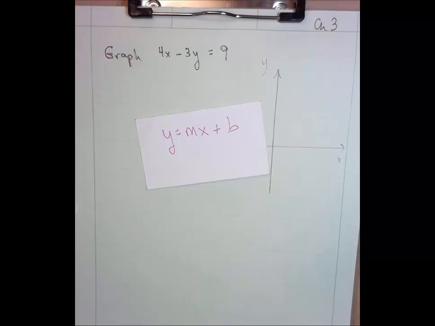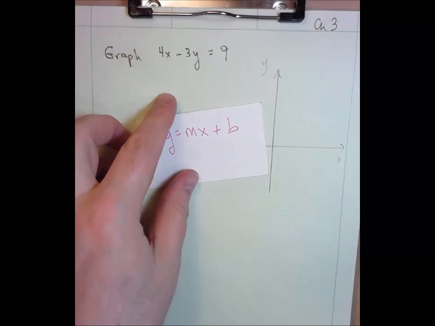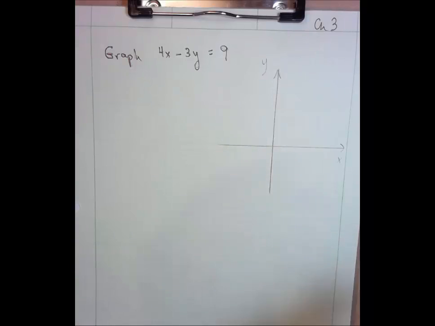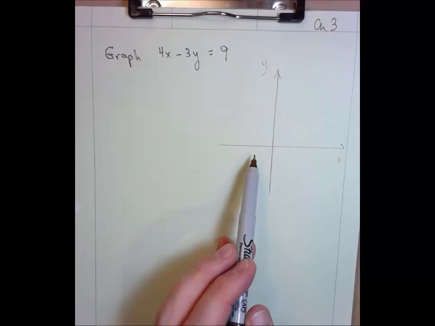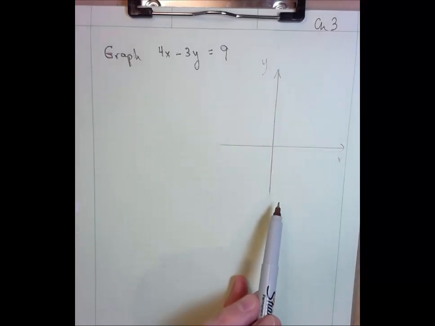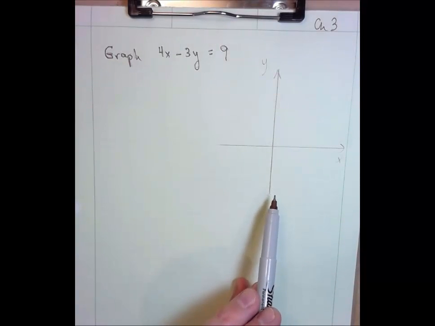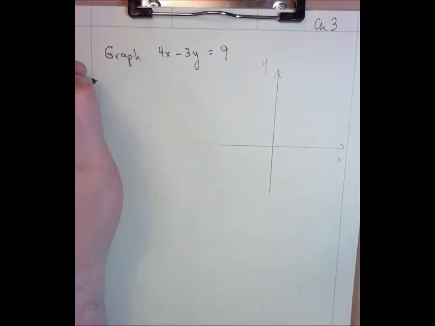That would work, but I just want to do a different example, a different way of doing it, so never mind. Forget y equals mx plus b. Instead, what we're going to do this time is find both of the intercepts of this line. In other words, we're going to find out where this line crosses the x-axis and where it crosses the y-axis. So, the y-intercept.